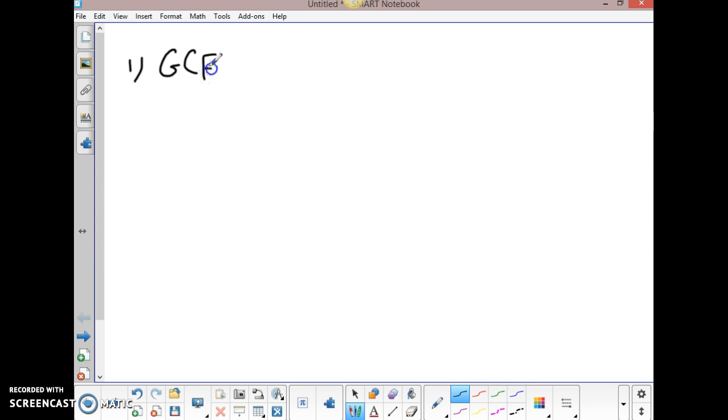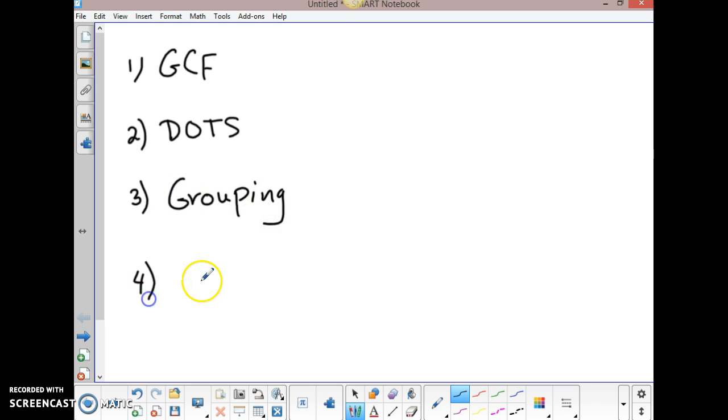Our lesson today is about factoring techniques, and we're going to specifically be looking at 4 techniques. The first one is GCF, or greatest common factor. The second one is called dots, or difference of two squares. The third one is called grouping. And the fourth one is factoring a trinomial.